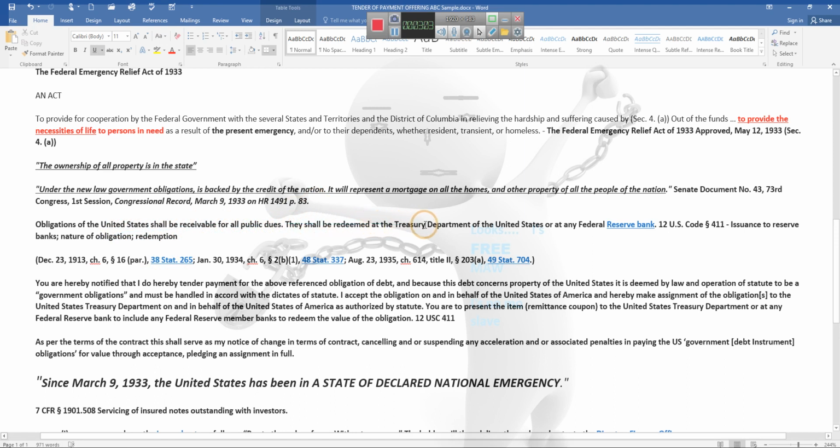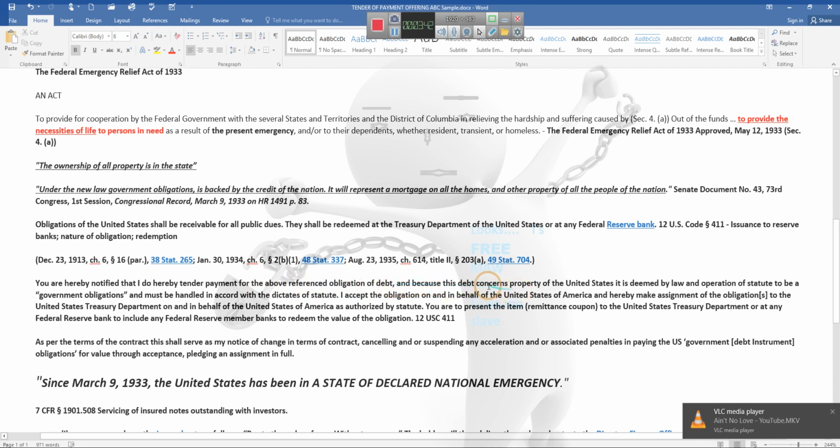But then we put: obligations of the United States shall be receivable for all public dues. They shall be redeemed at the Treasury Department of the United States or at any Federal Reserve Bank, 12 U.S.C. 411, issuance of Federal Reserve notes to reserve banks, nature of obligation, redemption. And we put the laws. Just copied it straight from Cornell Law, and I took out all the language that didn't mean anything. And I put it in a sentence. Just a sentence.